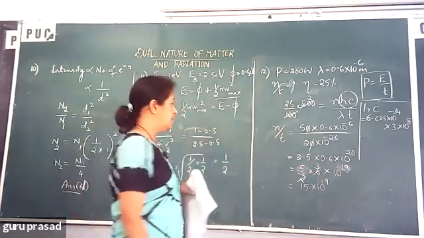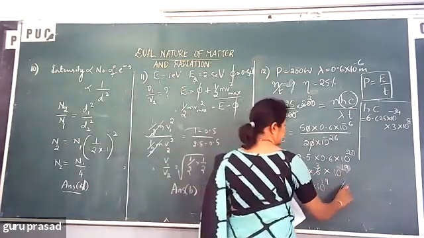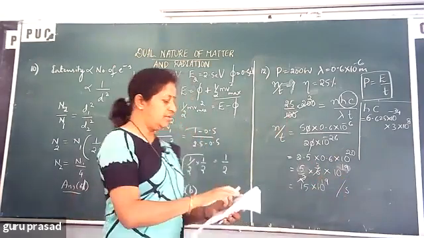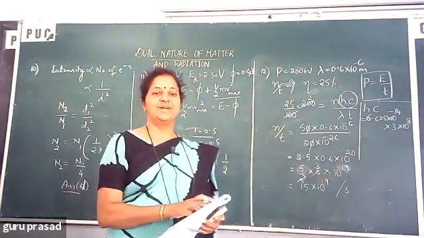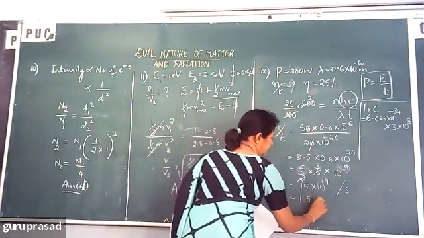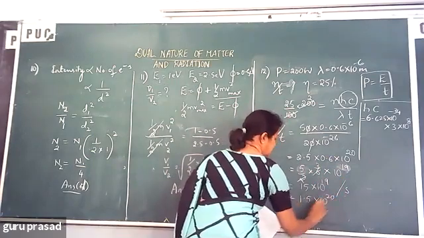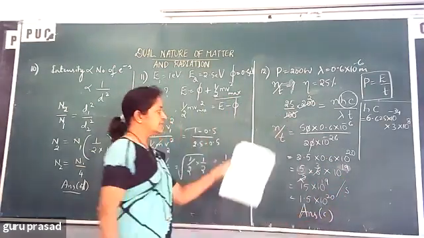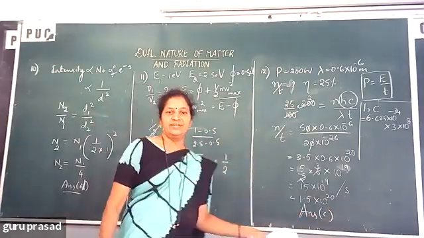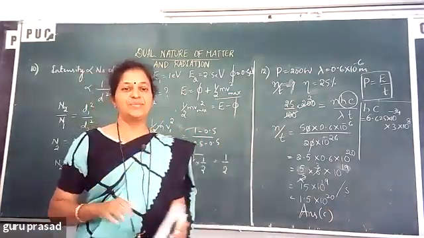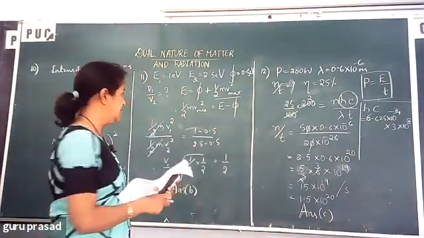Photons are emitted per second. Do you have that answer? You have 1.5 into 10 power 20. That is also same, this is same as 1.5 into 10 power 20. So answer A. A little lengthy, but it's not that difficult. You must know the method of doing manipulation in calculation.